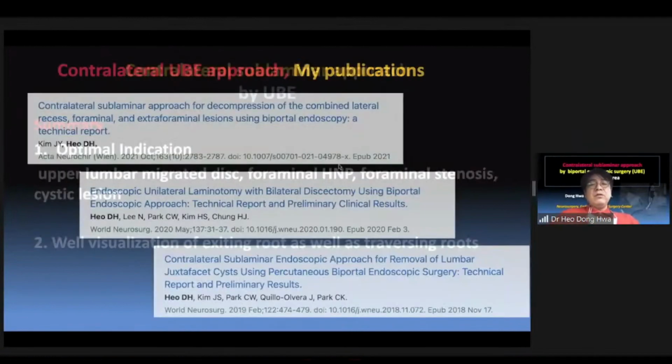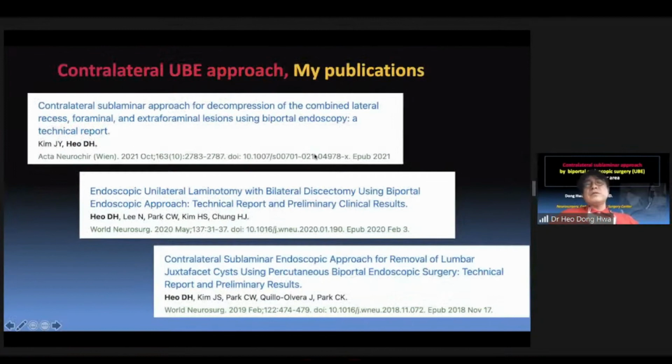So these are my articles about the sublaminar contralateral approach using biportal endoscopy.